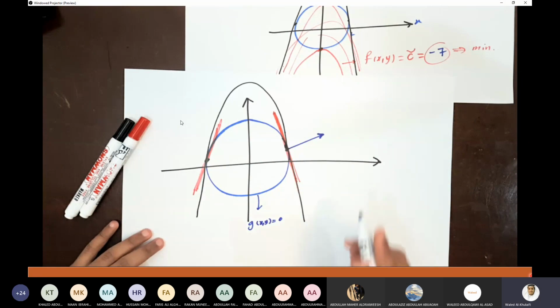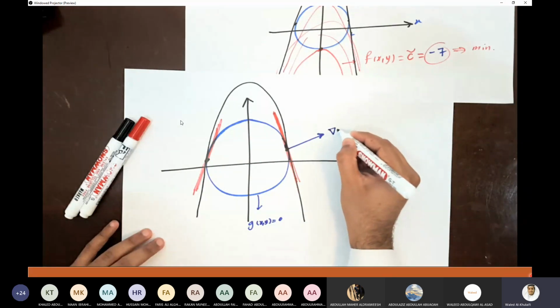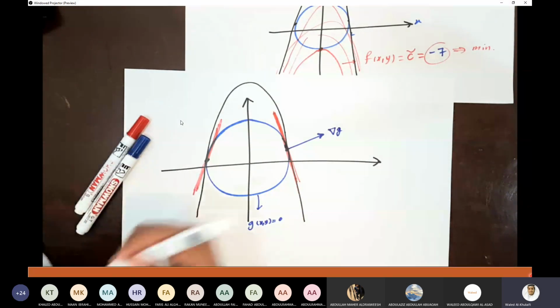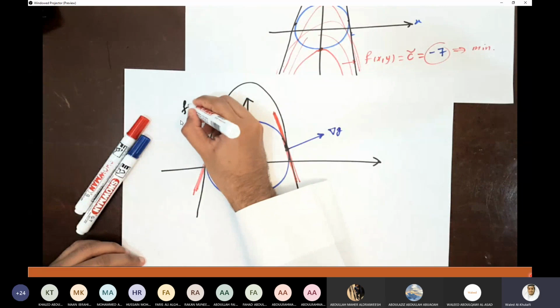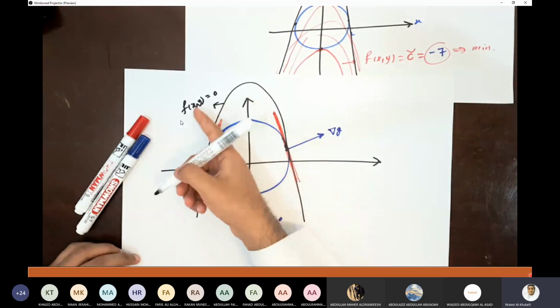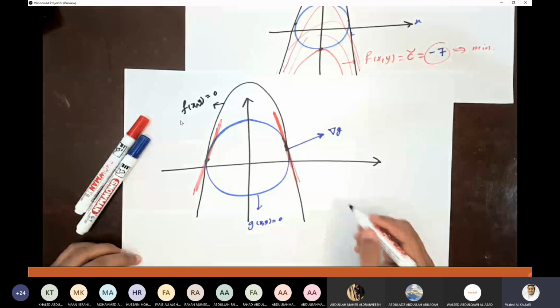The gradient. Exactly. So this is the gradient of g. This is a vector, the gradient of g. Now assume this parabola is a function f of x and y, equals 0, let's say. So what is the normal vector of this function?